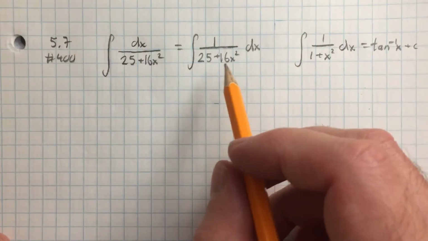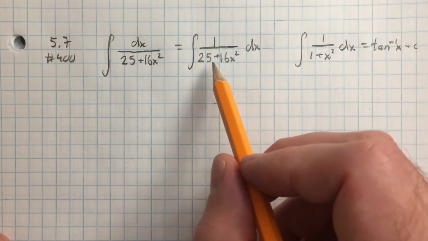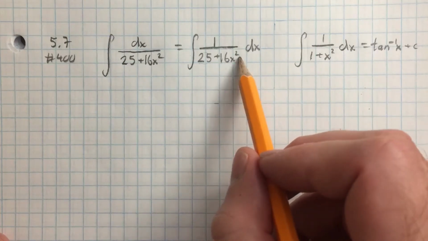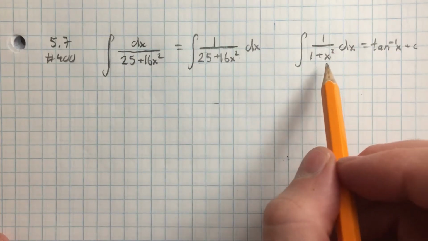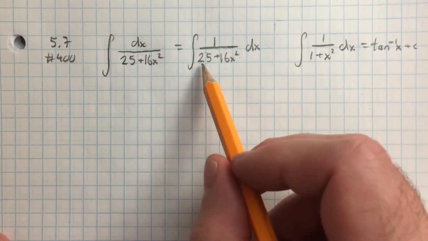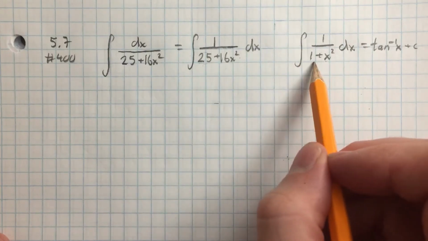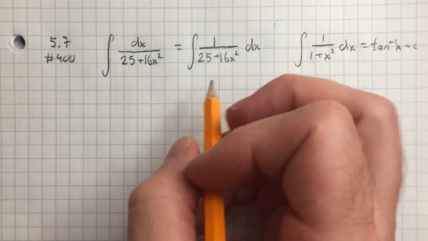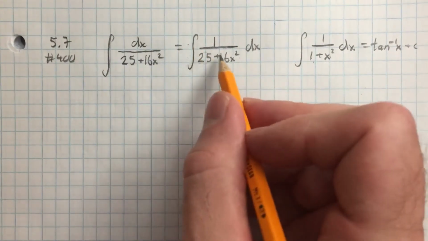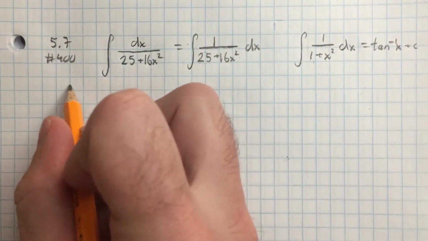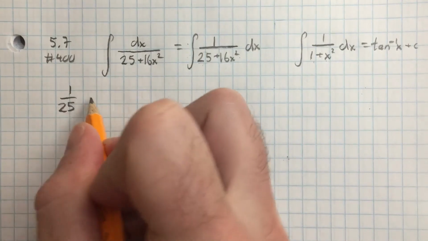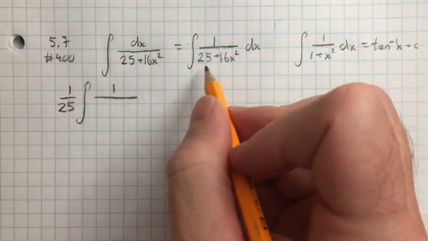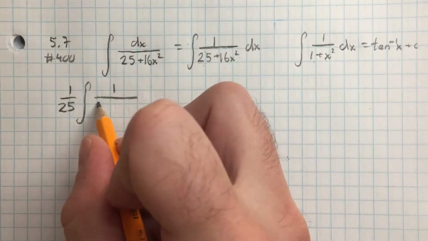So one of the main problems here, it has two problems really. This 25 is not a 1, and 16x squared is not just a single variable squared. Okay? So we're going to concentrate on the 25 first, becoming a 1. That's extremely important, and probably where you should always start. So we're going to factor off 1/25 from the integrand. So 1/25 comes to the outside. When we do that, if 25 comes from 25, we're left with a 1.